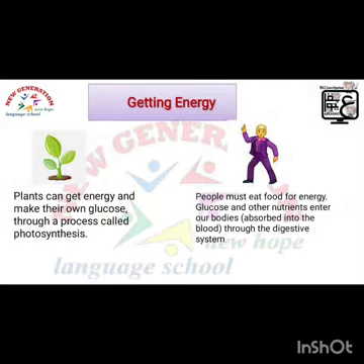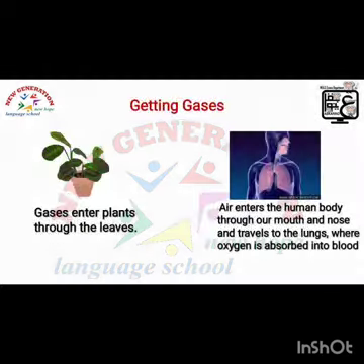Getting energy. Plants can get energy and make their own glucose through a process called photosynthesis. People must eat food for energy. Glucose and other nutrients enter our bodies, absorbed into the blood through the digestive system. Getting gases. Gases enter plants through the leaves. Air enters the human body through our mouth and nose and travels to the lungs, where oxygen is absorbed into blood.